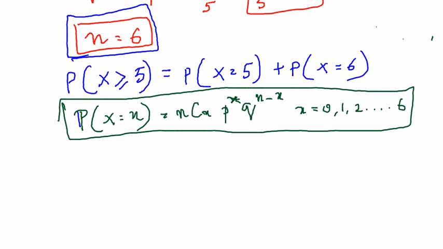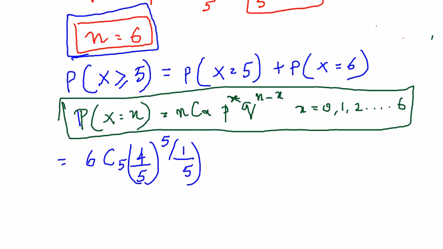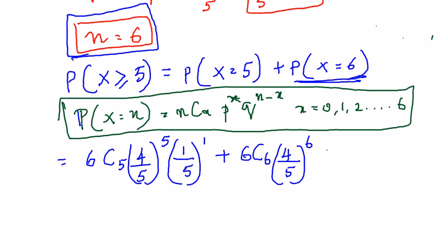Now let's substitute this formula here. So it's going to be 6C5, P is 4 by 5, 4 by 5 power x, which is 4 by 5 power 5, and 1 by 5 power n minus x. So 6 minus 5 is going to be 1, plus, now substitute for P of x equal to 6. So it is going to be 6C6, P power 6, Q is 1 by 5 power n minus x. So 6 minus 6 is going to be 0.